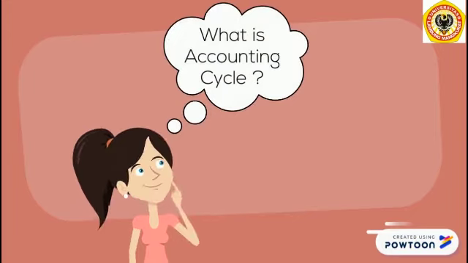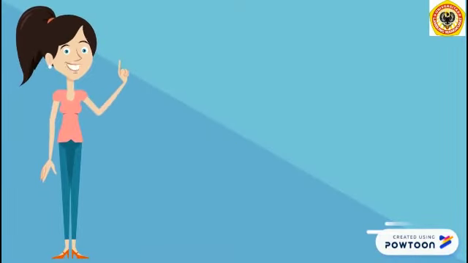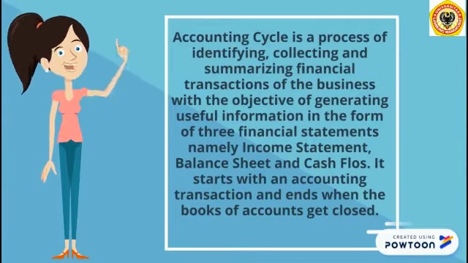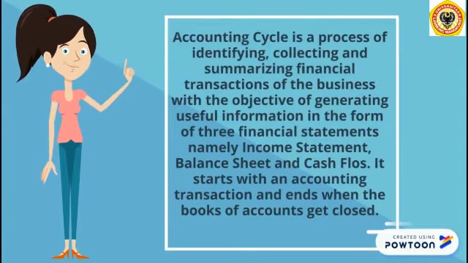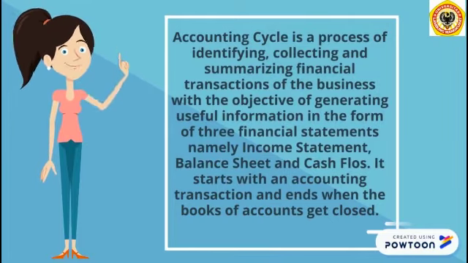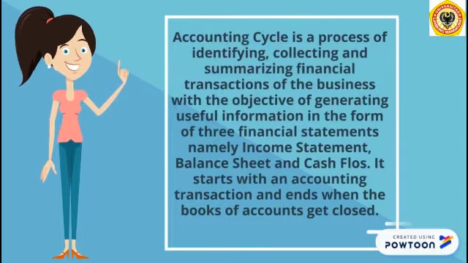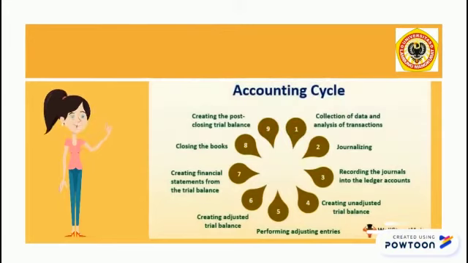What is the accounting cycle? The accounting cycle is a process of identifying, collecting, and summarizing financial transactions of the business, with the objective of generating useful information in the form of three financial statements, namely the income statement, balance sheet, and cash flows. It starts with accounting transactions and ends when the books of accounts get closed. There are 9 steps of the accounting cycle.